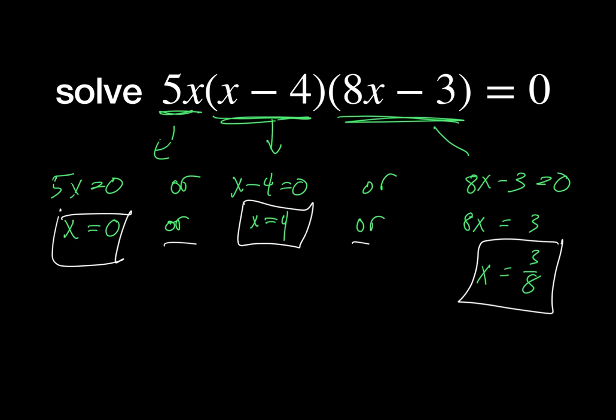I could take any one of those 3 numbers, put them back in up here, and 3/8 will make this 0. So 0 times whatever the other stuff is always 0. If I put 4 in, 4 minus 4 is 0. And 0 times anything else is 0. Put in 0 here for x. 5 times 0 is 0, and 0 times all the rest of it is 0. So solving for powers, we're going to set it equal to 0 first, then factor, and then solve.